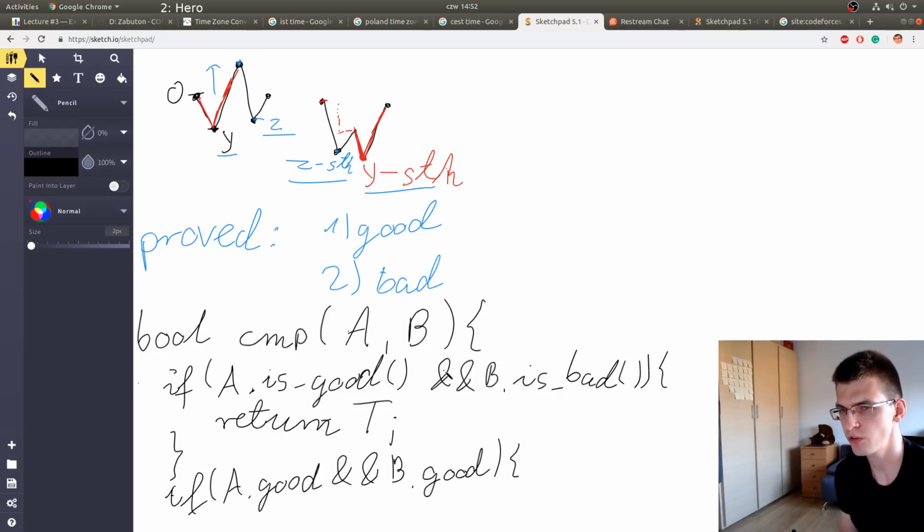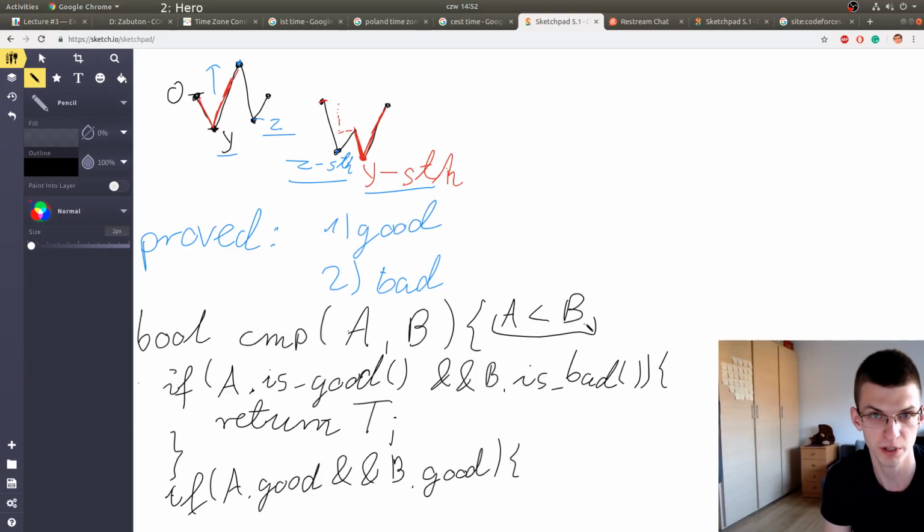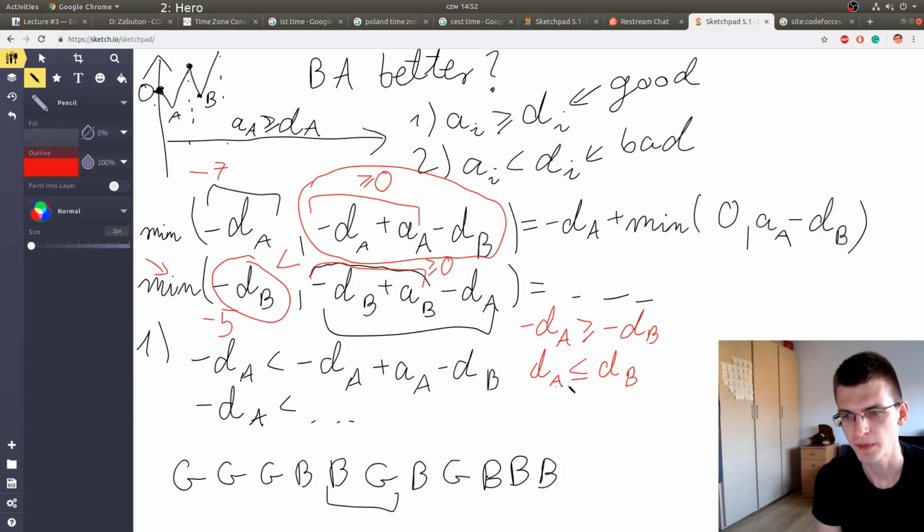A comparator should return true only if we think that A must be earlier than B. So a comparator is something that returns whether A is smaller than B. This is the idea for comparators in C++. When there is equality, we don't care which one is earlier, because both A is smaller or equal than B and the other way around. We want A to be earlier for sure when A is smaller than B.